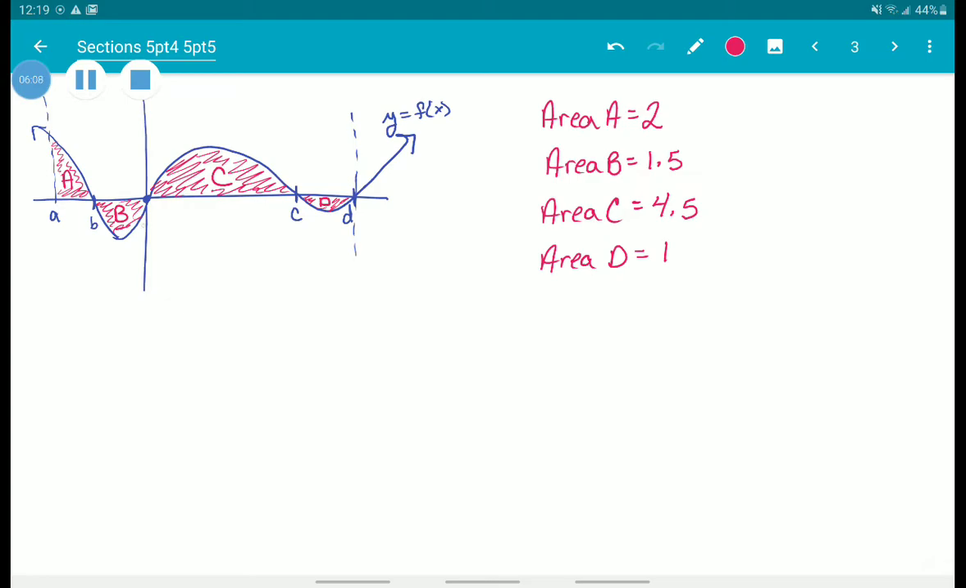Notice they tell me from 0 to C has an area of 4.5. And notice D is an area of 1. And they're just going to ask us to find a few things. So let's play around with some of these ideas.